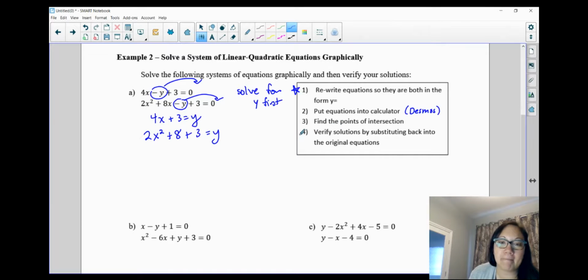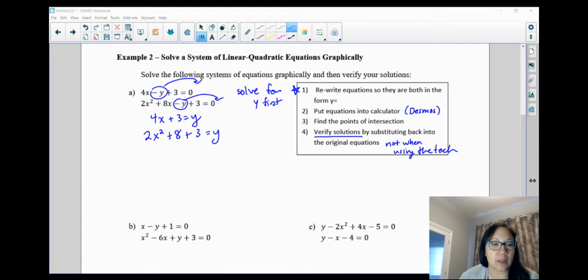Honestly, you probably should verify the solutions, but because we're using the technology, I'm going to allow you to skip that part. We will do enough checking in the next section to get that skill down. The biggest thing is you have to just make sure that you've rearranged your equations properly. Okay, so I am going to switch my screen now over to Desmos here.